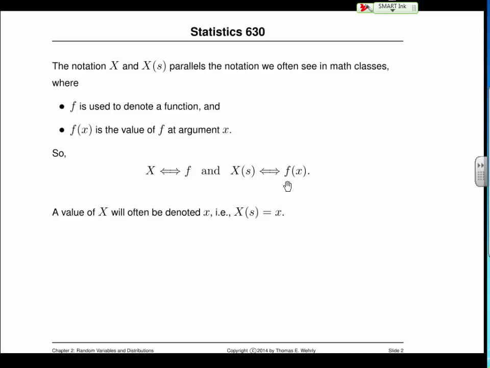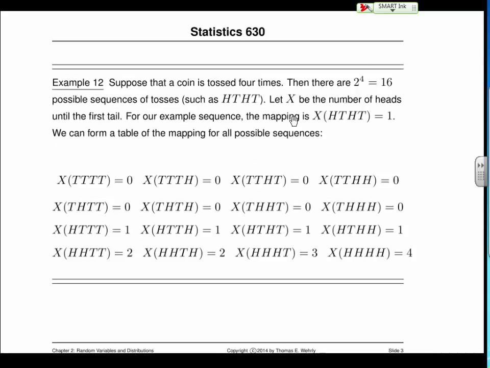And so that corresponds to f of x. Now, if we just want to denote a value that x takes on, we'll often use little x for a number in the real line that has been associated with the little s. Okay, so here's an experiment, a very simple one.